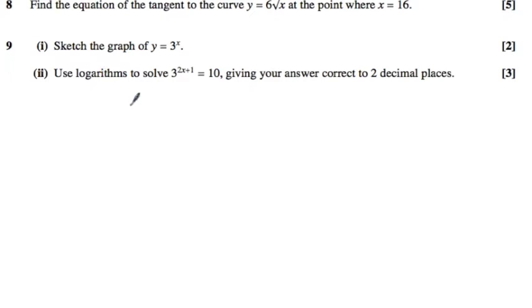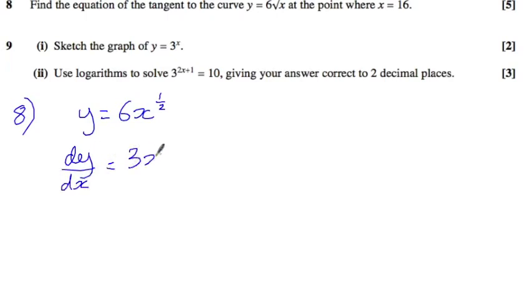Question 8. Find the equation of the tangent to the curve y equals 6 root x at the point where x equals 16. If we're looking for a tangent to a curve, the first thing we need to do is differentiate it. So that root x I'm going to write as 6x to the half. So dy by dx will be 3x to the minus a half. Now we also need to know what's the gradient when x equals 16. So we're going to have to do 3 times 16 to the minus a half, which you can put on your calculator, but you should know 16 to the minus a half is a quarter, so this is 3/4. So we know the gradient of our line.